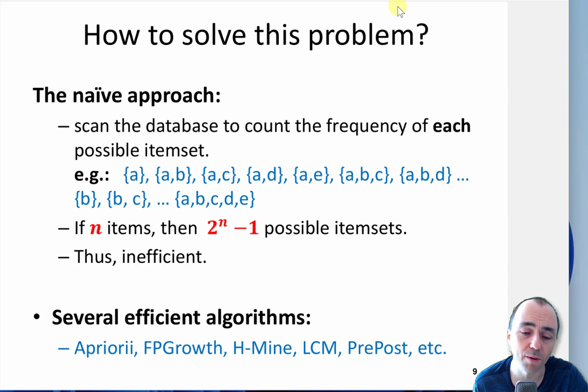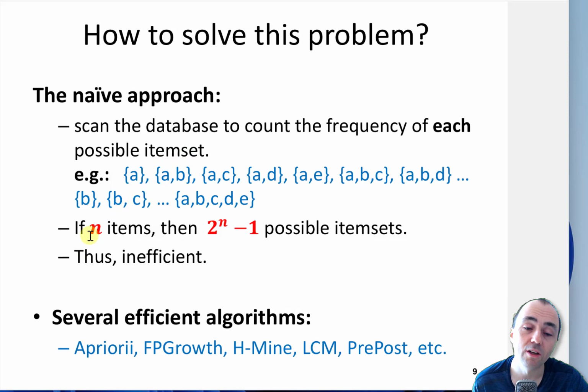So how to solve this problem? I want to explain the main idea briefly before I talk to you about high utility item set mining. So the naive approach to solve this problem is to read the database to count the frequency of all the possible item sets, the sets of items. So for example, we have the item set A. We can count how many times. AB, AC, AD, AE, ABC, ABD, B, BC, ABCD, and so on. So there are so many possibilities.